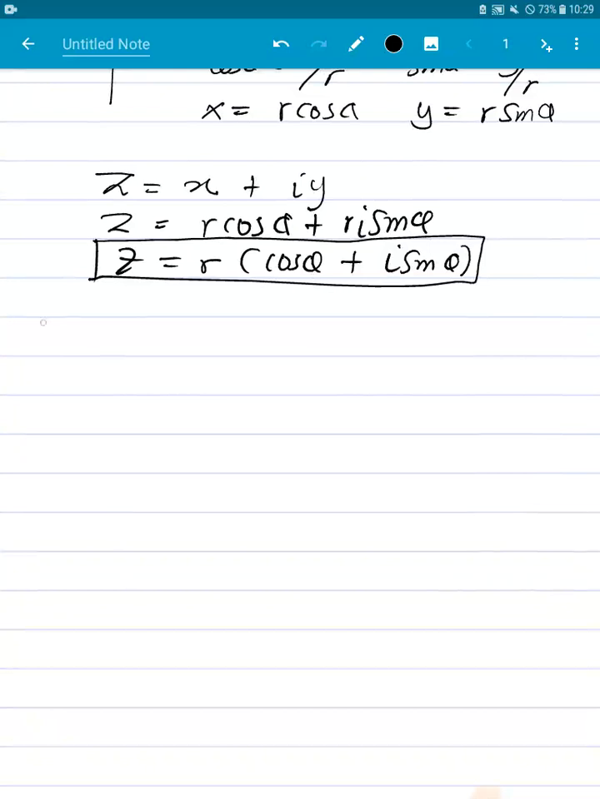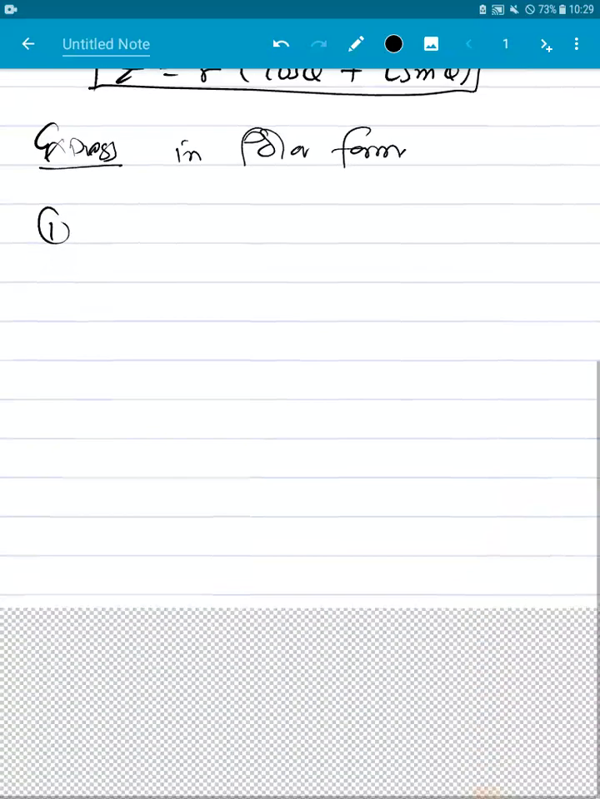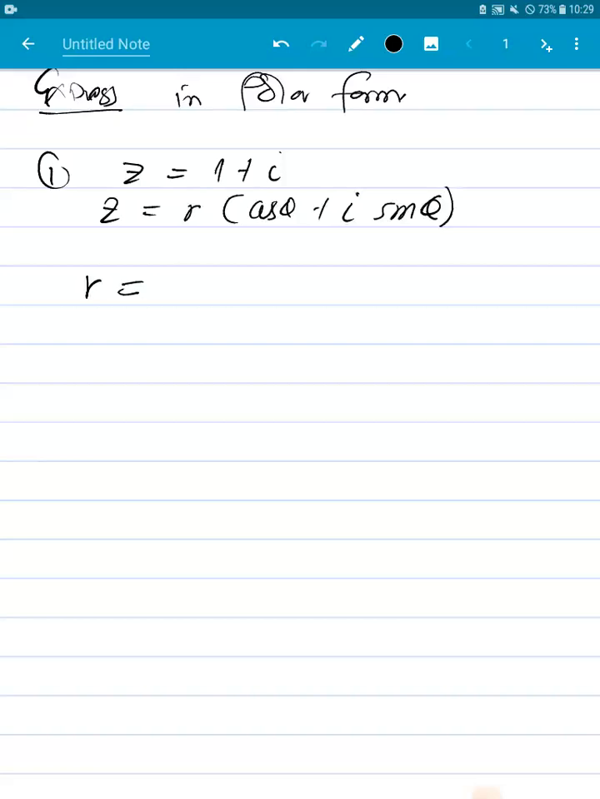Let's look at an example. Can you express this one in polar form? Number 1. I've got z is equal to 1 plus i. Simple. We know that in polar form it will be r cos theta plus i sin theta. You get it? So let's find r. r is the modulus, so we square 1 and add, which will be what? Root of 2. And we need to find the angle.